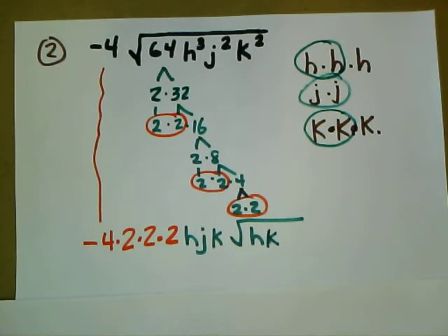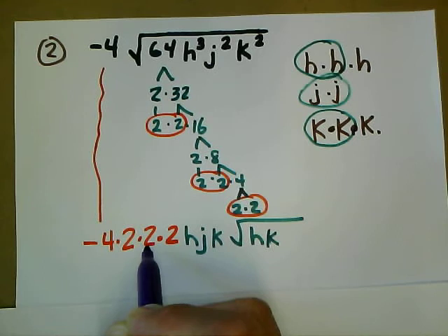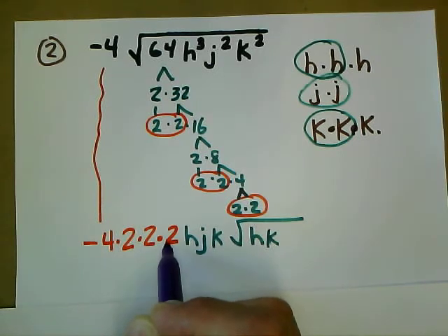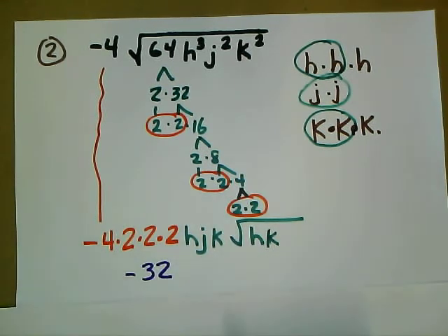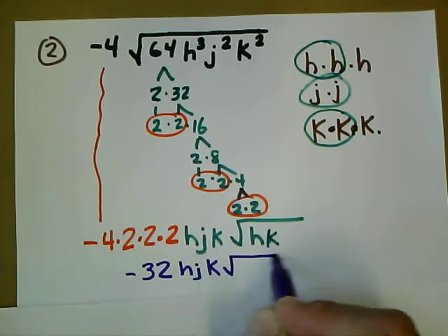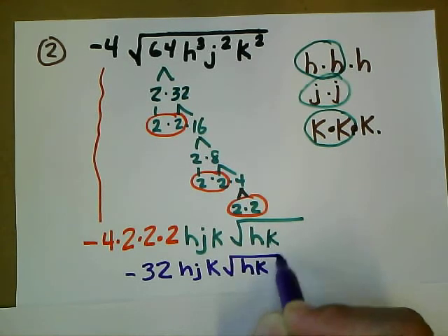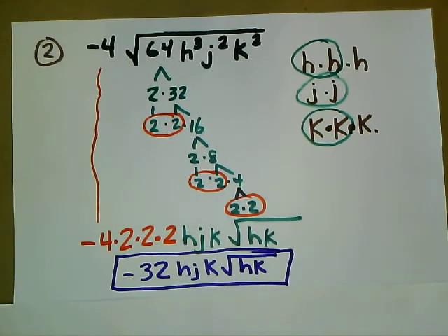We're almost done. What we need to do then is this multiplication part here. So negative 4 times 2 is negative 8. Negative 8 times 2 is negative 16. And negative 16 times 2 is negative 32. And everything else just comes down as it was. And that, my friends, is your answer.